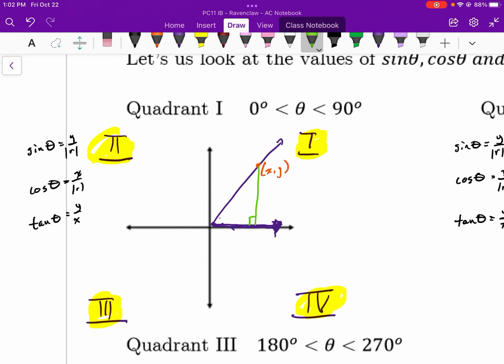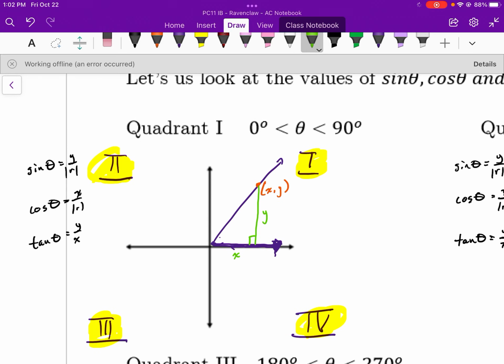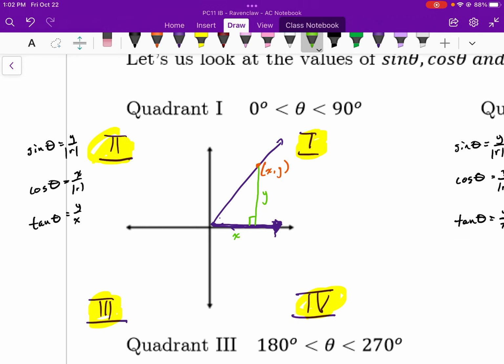Now, is it any coincidence that I rewrote sine theta, cosine theta, and tangent theta with respect to x, y, and the radius vector r? Probably not. If I take a look at this triangle, the length of the base will be x, the height will be y. That still holds true. But what is really important is considering this point x, y in quadrant number 1. Now in quadrant number 1, we know that x is greater than 0, y is greater than 0, and the radius vector r is greater than 0.